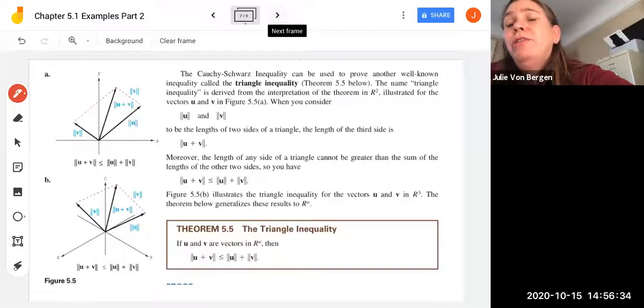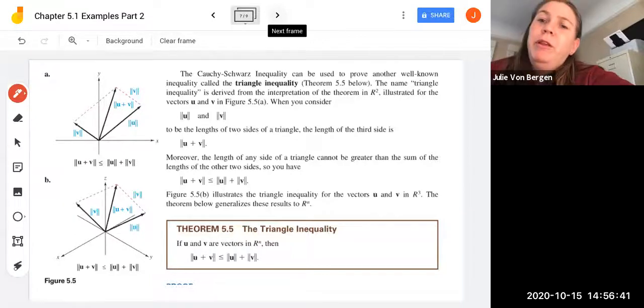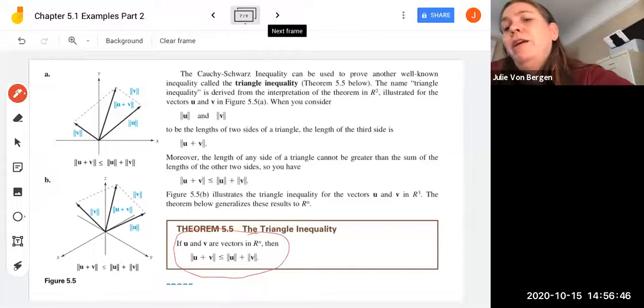Okay, the Cauchy-Schwarz inequality can also be used to prove what's known as the triangle inequality. It's theorem 5.5 below here. So it says the norm of u plus v is always going to be less than or equal to the norm of u plus the norm of v.